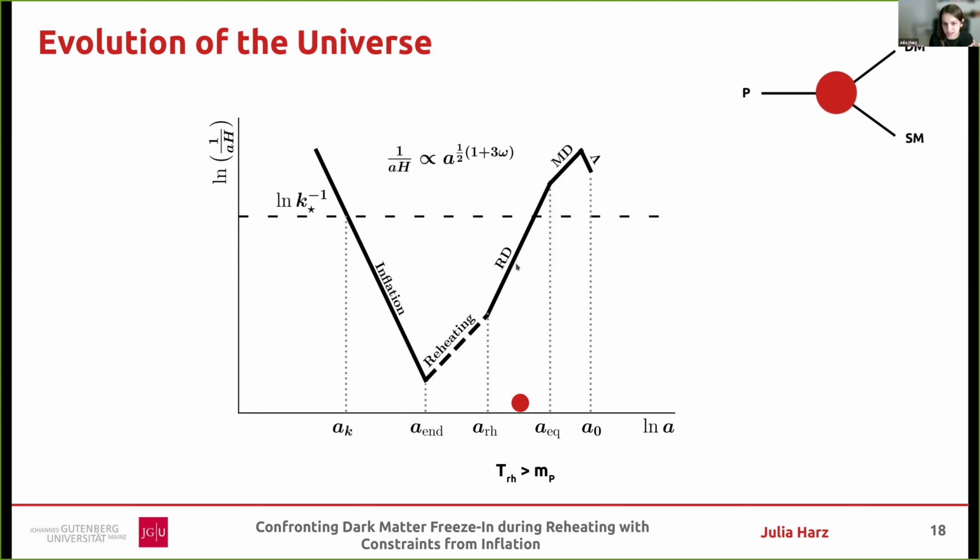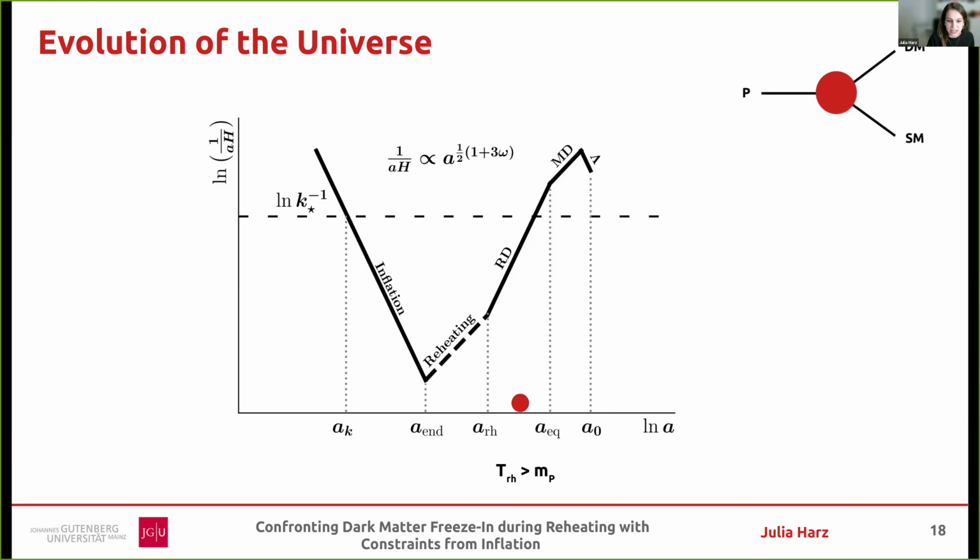So this is the usual assumption, the usual freeze-in picture, where the reheating temperature, so the temperature when the energy density of the inflaton and the radiation is the same, is larger than the scale of the parent particle mass. So the mass of this parent particle that decays then into the standard model and the dark matter particle, and generates, due to the freeze-in mechanism, the dark matter content that we observe today.